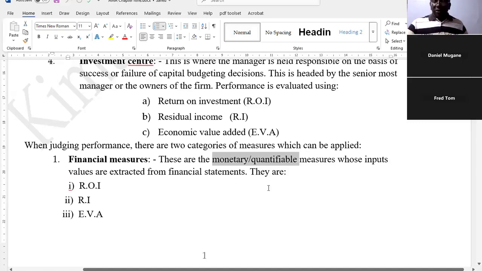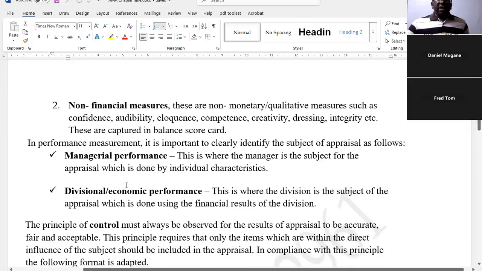Like now, if you want to judge my performance as a teacher, you can look at how many lessons I was supposed to have taught you this week or this month, and how many have I taught. That's something you can quantify. And when it comes to financials, we use these three, the ones we have just mentioned here. Then you can also look at non-financials.